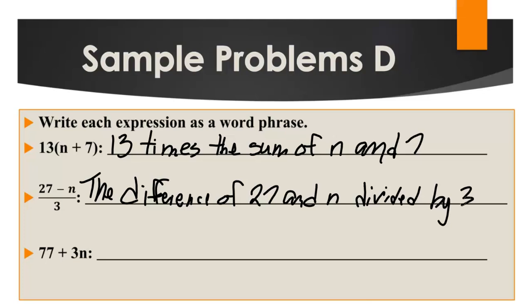That would also work. This third one, I would do 77 plus 3 times n. You could have also said 77 increased by the product of 3 and n. That's another way of saying that.